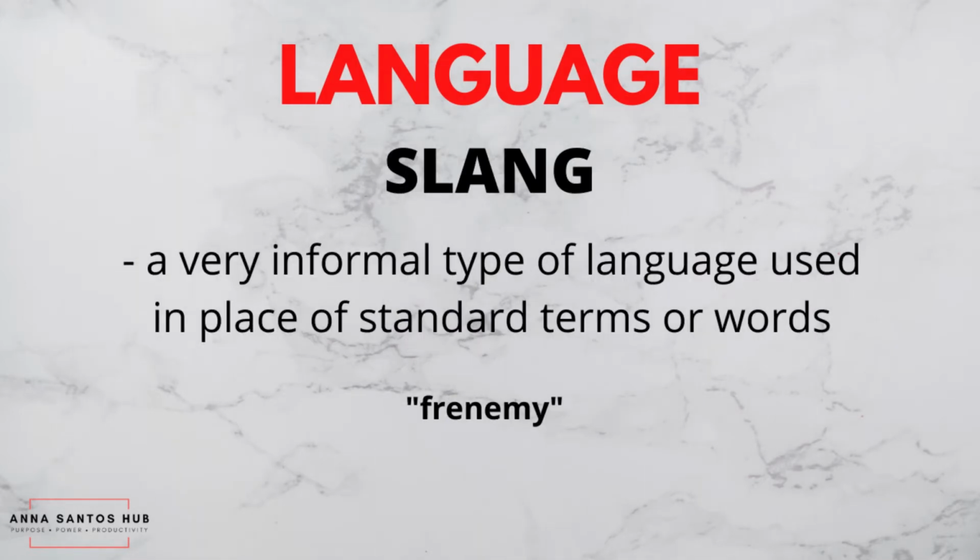On the other hand, slang words are a very informal type of language that's deliberately used in place of standard terms or words by a particular group. For example, in today's time, we'd often hear the word frenemy as an English slang word, which is a combination of the words friend and enemy. Another example is the word extra, which I thought at first meant additional or a spare, whereas in fact it means being too dramatic.